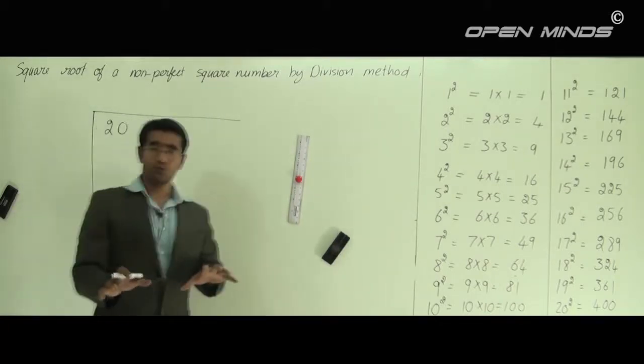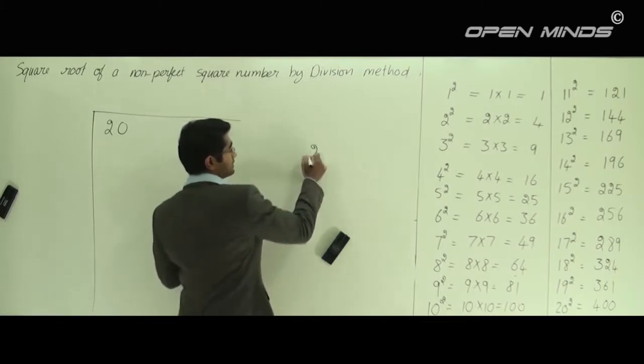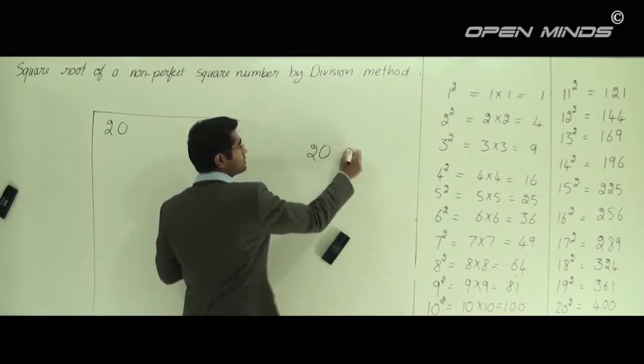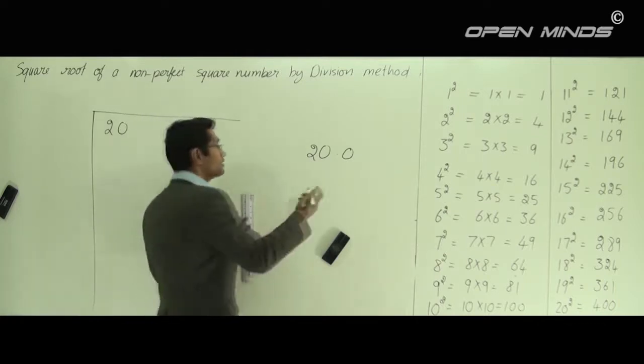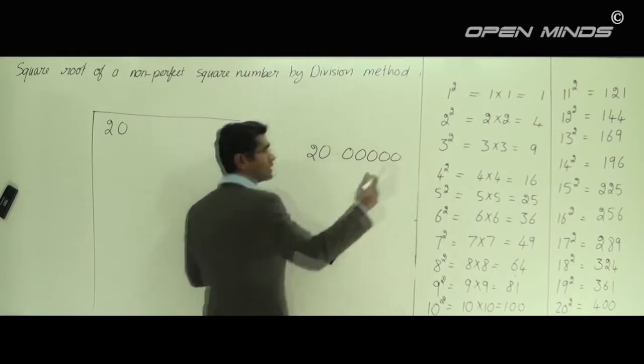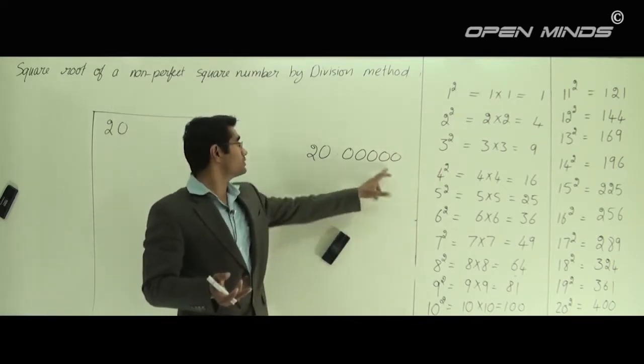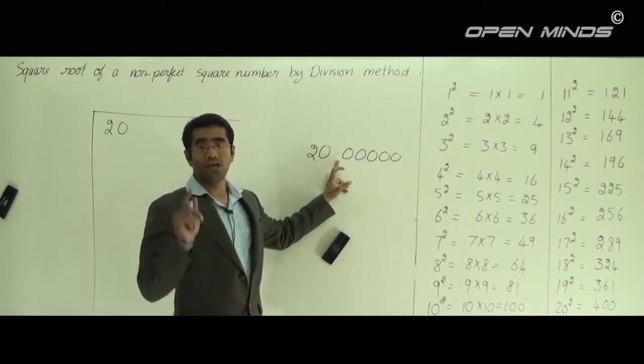A couple of things to know before I start this session. That 20 can also be written as 20.0. No problem, it can be written as 20.00 or 0.000, 4 zeros, 5 zeros, it goes on like that. The value of this number doesn't really change if you have any number of zeros after the decimal point. This is the first thing to know.